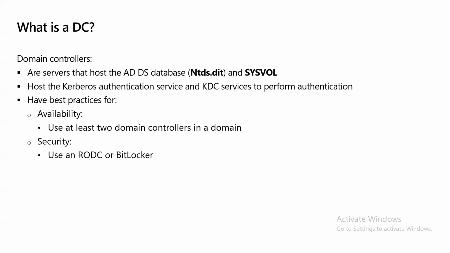DC hosts the Kerberos authentication. So what is the authentication protocol? Kerberos. What is the Active Directory protocol? LDAP. KDC will perform authentication. What's the best practice? Availability: minimum of 2, always 2. In case the other server is unreachable, you can be authenticated and authorized to the second server.